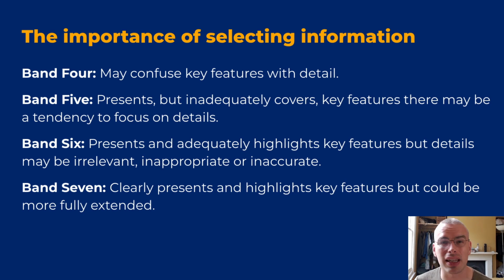Now, there are a couple of things that I think are interesting here. The first one is if you don't highlight key features, you can't get higher than a band 4, which is probably not a band that is going to help you. A band 4 is going to drag down the rest of your grade, so that's something you really want to avoid. The other interesting thing is that even at band 7, which is a fairly high band, you don't need to be perfect at selecting the completely accurate best information. You have to do some, but it could be more fully extended.